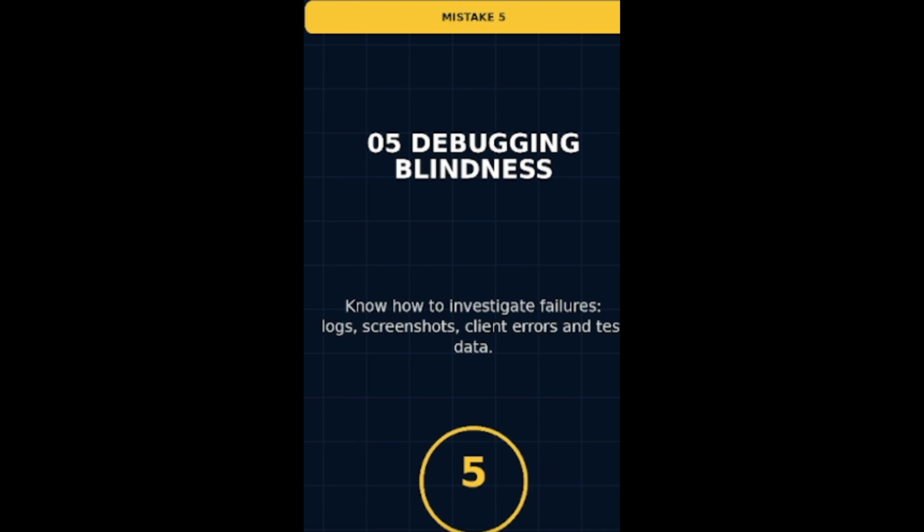Number 5, debugging blindness. You should know how to investigate failures: logs, screenshots, client errors, and test data. The fifth mistake is not knowing how to troubleshoot a failed ATF test to find the root cause. How do you find the root cause? Root cause is the main thing expected during the interview.